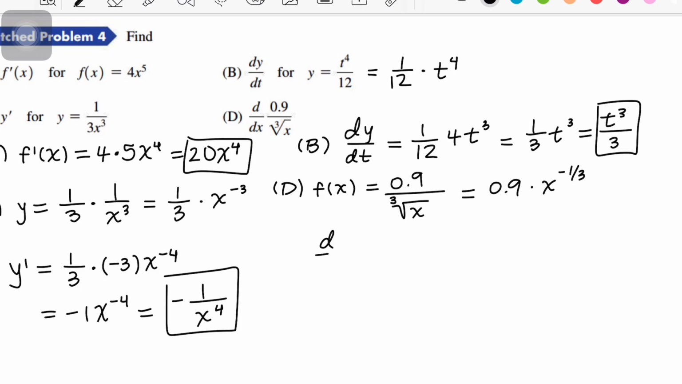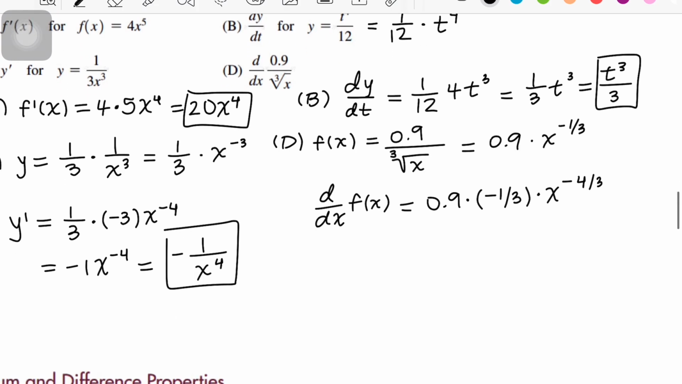So now it might be a little easier to figure out the derivative of this function. We have our constant out in front, 0.9, so we'll leave that guy there. And then we want to find the derivative of this one. So we bring our exponent down in front, which is -1/3, and then we multiply by our variable to the power of -1/3 minus 1, so that is -4/3.